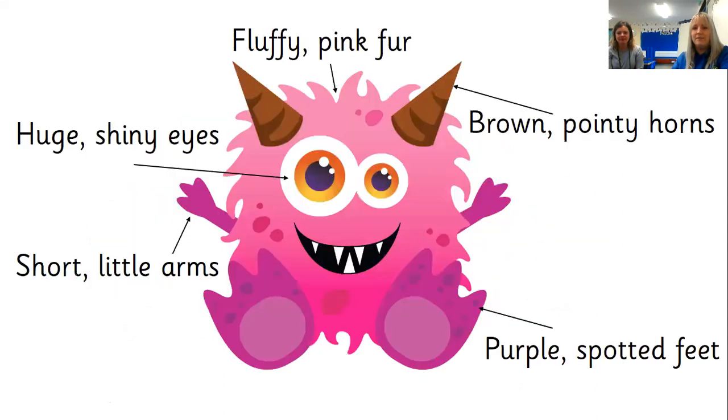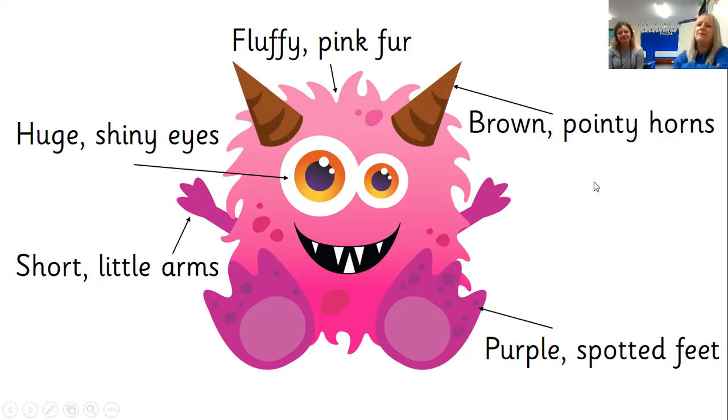I've got a new idea. This is what my monster would look like for his book. So this is my new character, and I have labelled it to help Tom Fletcher so that he knows exactly what my new character looks like. I've said he has fluffy pink fur. All this fur is going to be really soft and fluffy and nice and cuddly. I've said he's got brown pointy horns. Oh, maybe he could use those to get out of his book. And I've said he's got purple spotted feet. And I've also said he's got short little arms and huge shiny eyes.